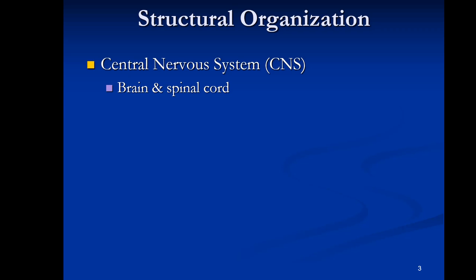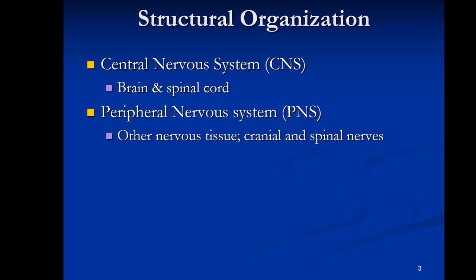So if we look at the organization of the nervous system, it can be divided into a central and a peripheral nervous system. The central nervous system is your brain and spinal cord, and that is it, nothing else. The peripheral nervous system is everything else. So this consists of nerves, which are extensions coming off of the brain or spinal cord, and any other type of nervous tissue that's in the body. But if it's not within the brain or spinal cord, it is considered the peripheral nervous system.